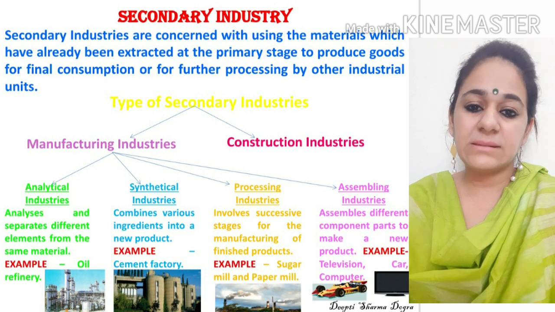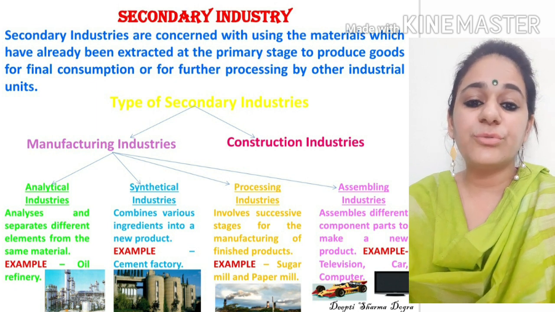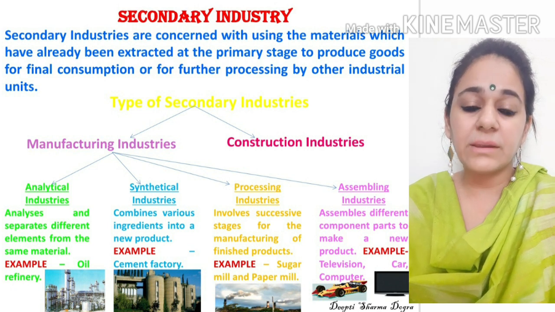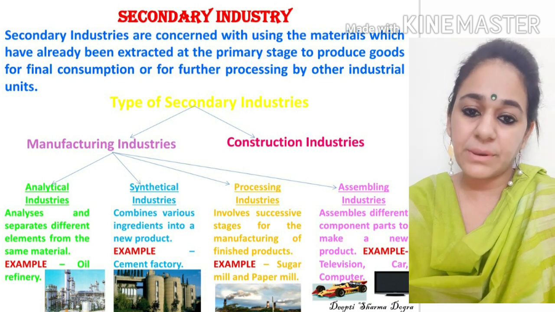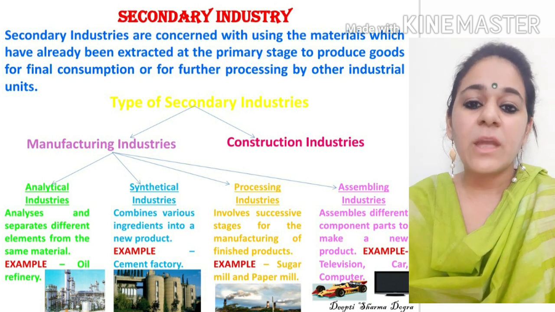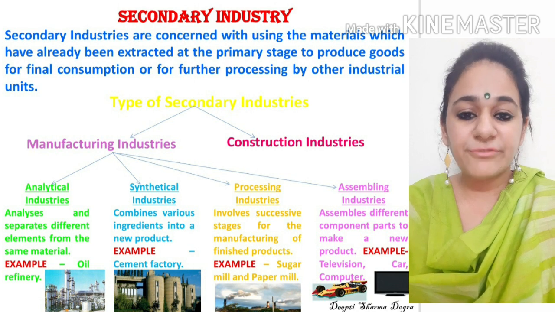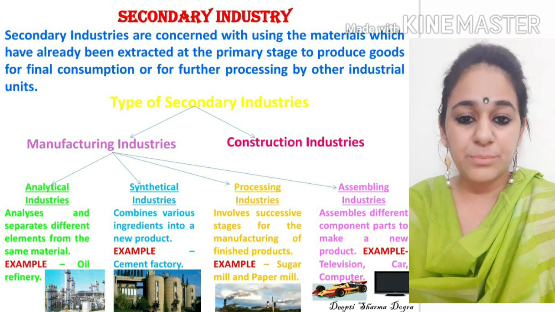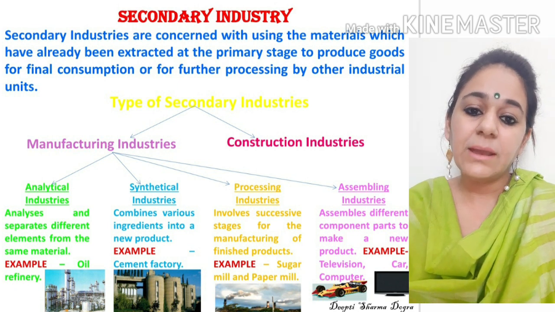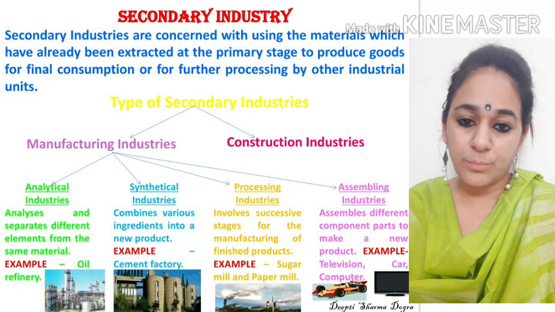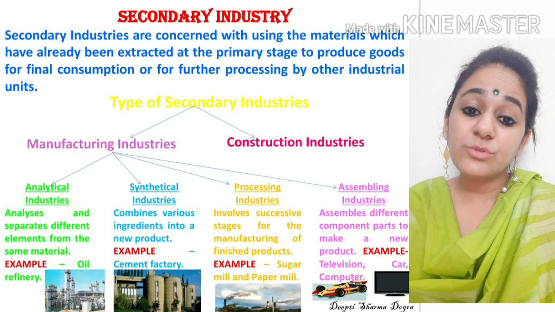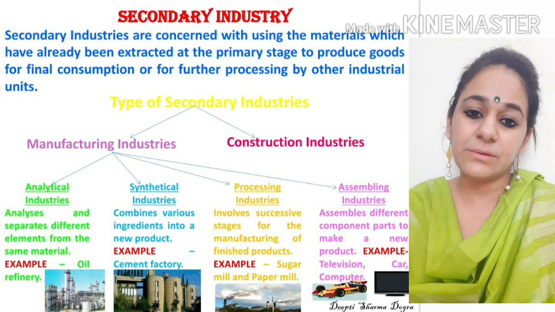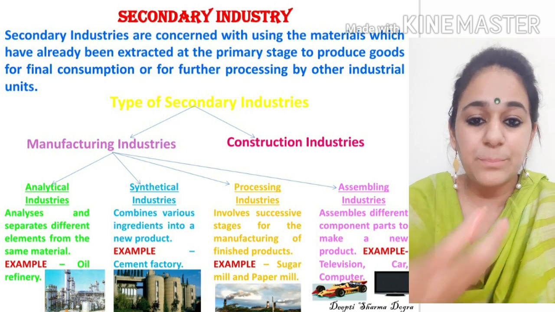Analytical industry means analysis and separation of different useful elements from a single material. Separating many different useful elements from a single material, this is what analytical industry is. For example, oil refinery. To refine oil, three different operations need to be followed. Number 1, separation. Number 2, conversion. And number 3, treating. By following these three operations, many different useful elements are extracted from crude oil. From a single element material, crude oil, we can separate so many useful elements.